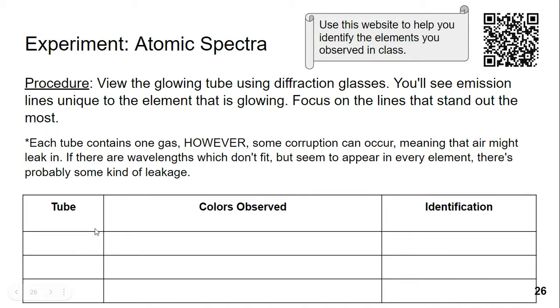For each tube, you should write down a label in the first column, the colors that you observed, and then the element that you believe is contained inside the tube. It's possible that some tubes might experience some leakage, but you can just write down what you observe and then pick the one that's closest of the choices that are given.